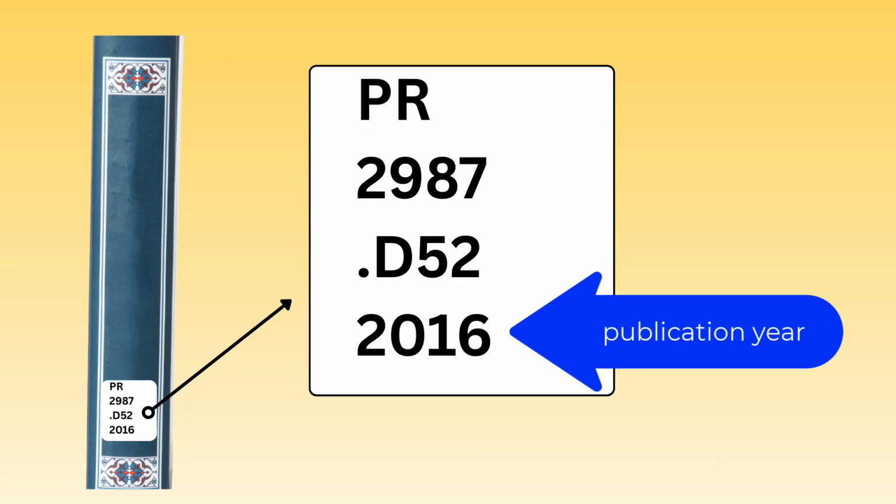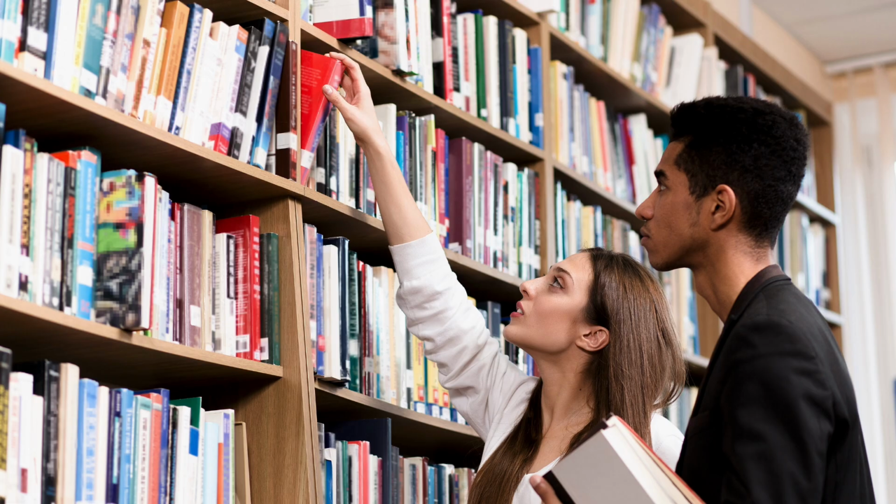The final line is usually the publication year. If you see multiple editions of the same book, they will be arranged chronologically. Let's see how all of this information plays out.